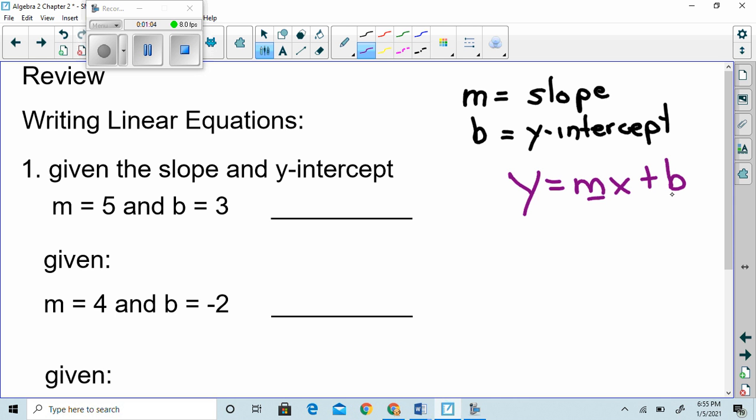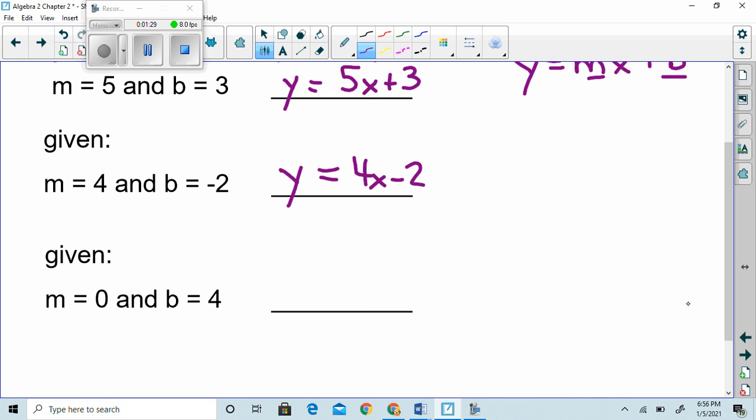And if we have our m and our b, our slope and our y-intercept, we just replace them. Y is equal to 5x plus 3. These are the ones that are straightforward. The answers are right there for us. Let's replace the m with 4 this time, and the y-intercept with a -2. In the last one that I have for our examples, if y is equal to 0 times x plus 4, this cancels out, and I'm left with y is equal to 4.